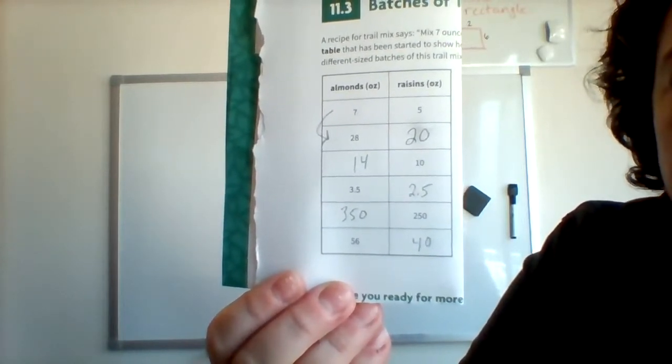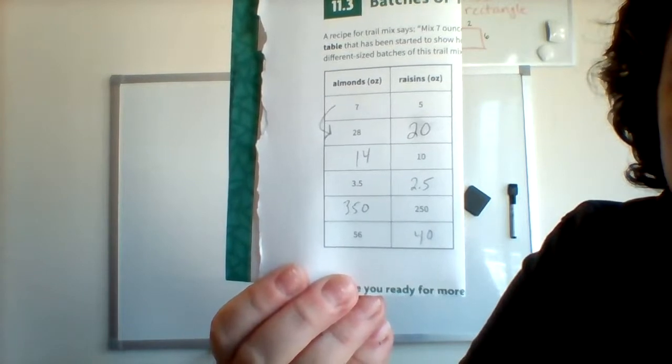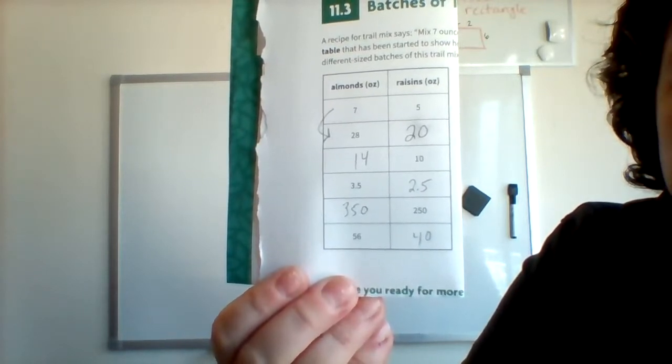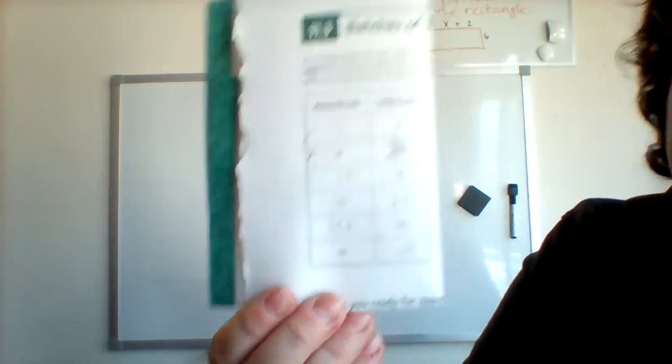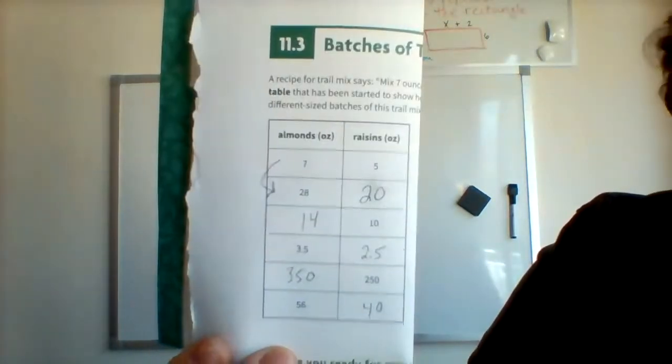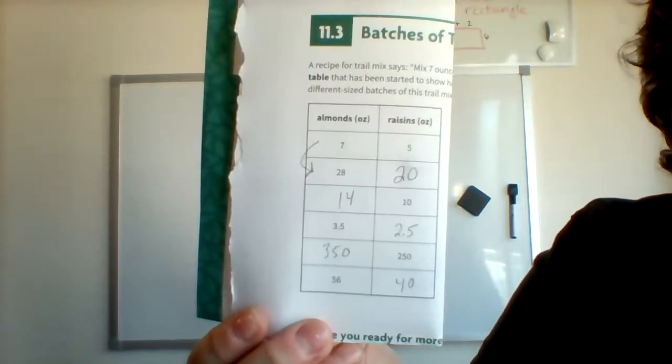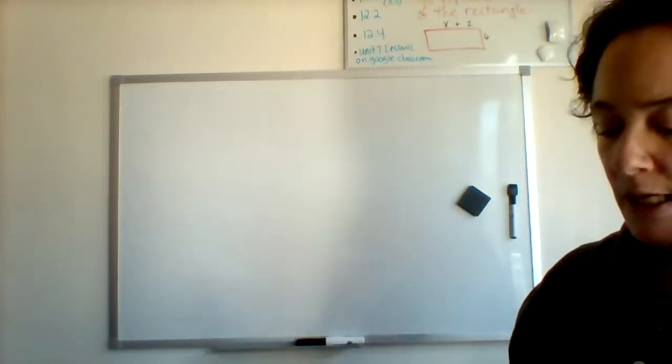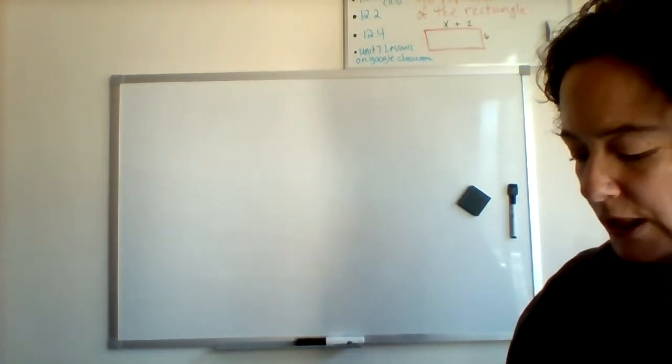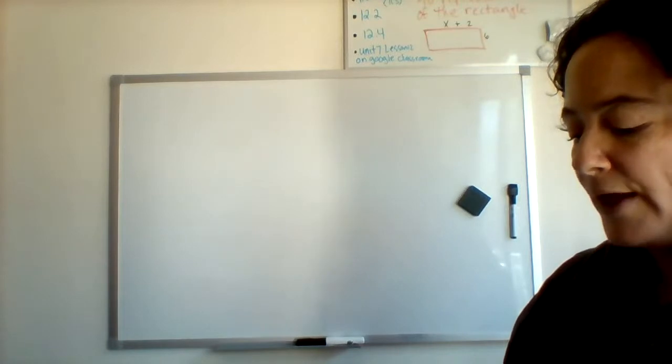7, 14, 21, 28. Now 21 is not on the list, but 14 and 28 are. Okay, cool. Now for the last one, number 3, it says, how do you know that they're equivalent?